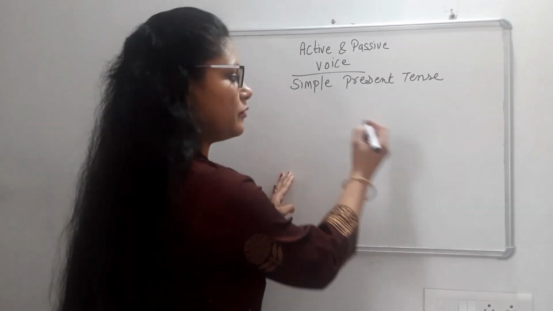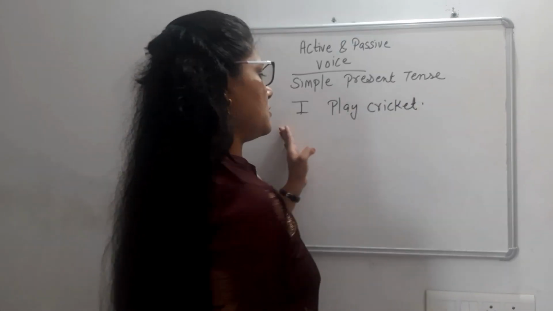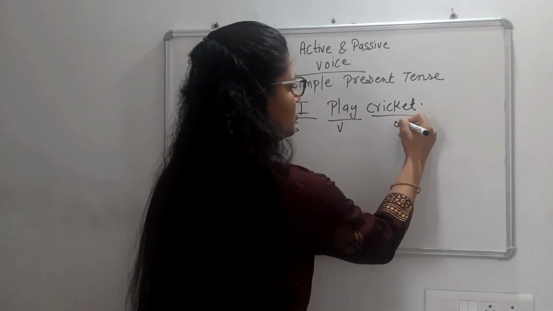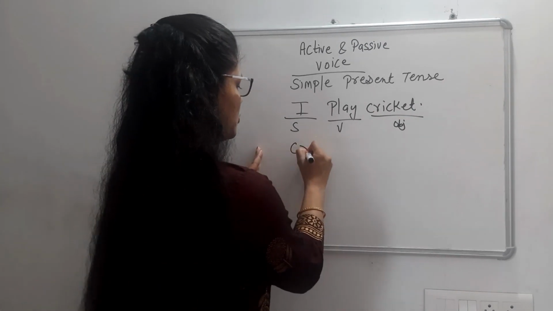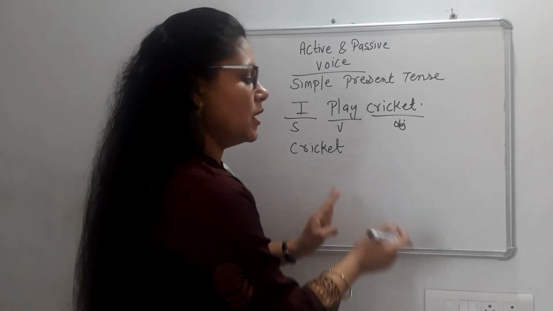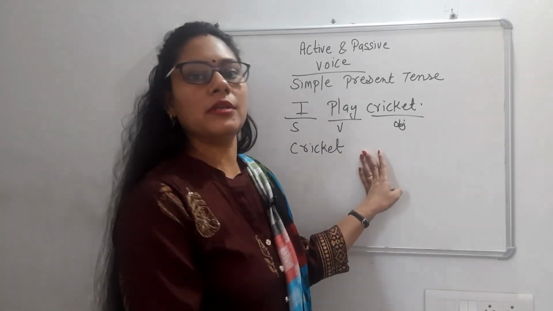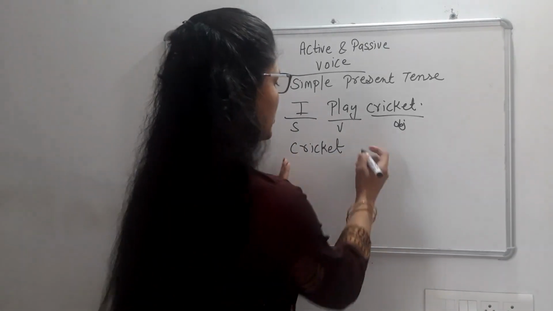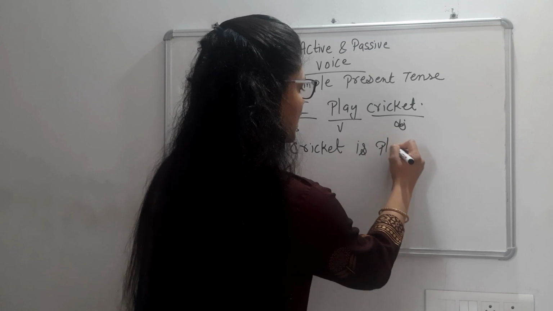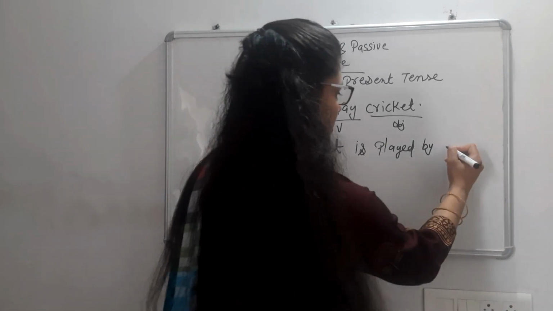Now the next example, I play cricket. The same structure we have to follow: subject, verb, object. This object will be the subject here, cricket, and according to this subject we have to use the helping verb. If a singular thing is given, we use is. If plural things or plural persons are given, we use are. So cricket is, then the third form of play: played, played. So cricket is played by, then I will be changed into me.